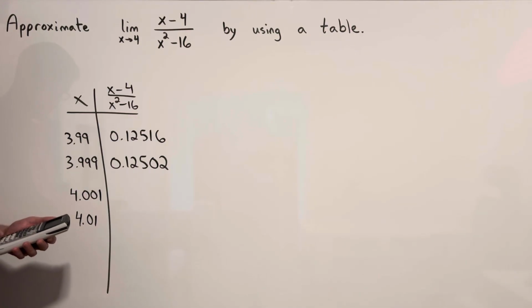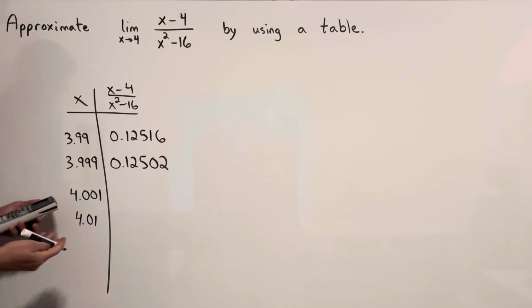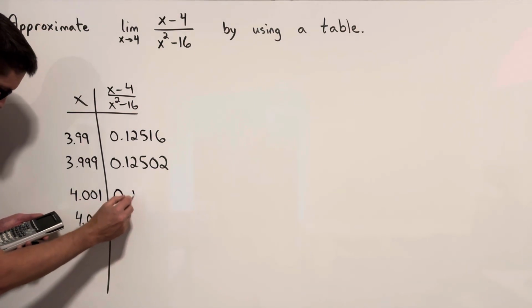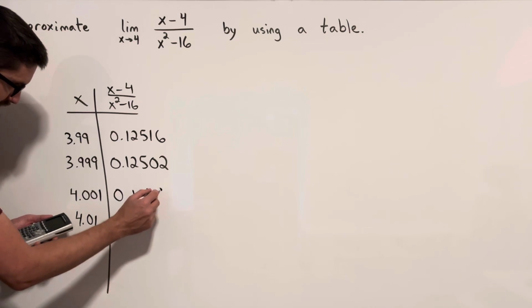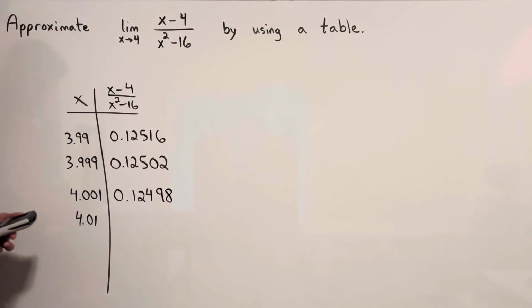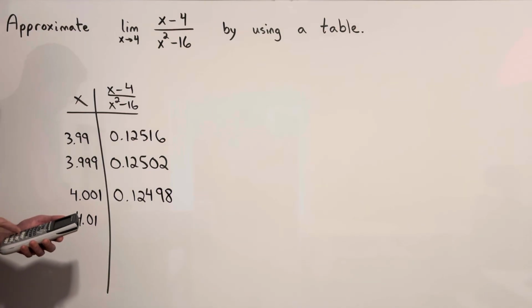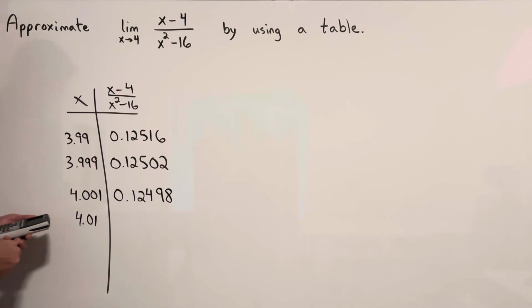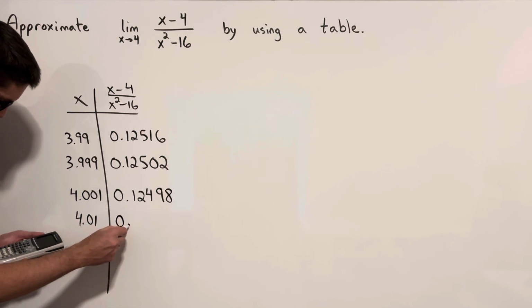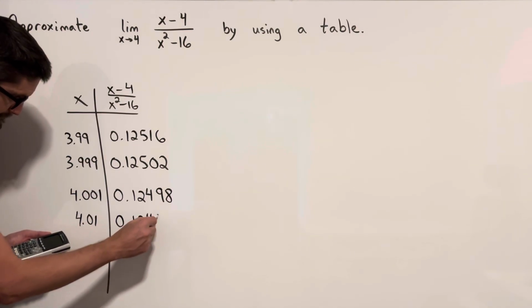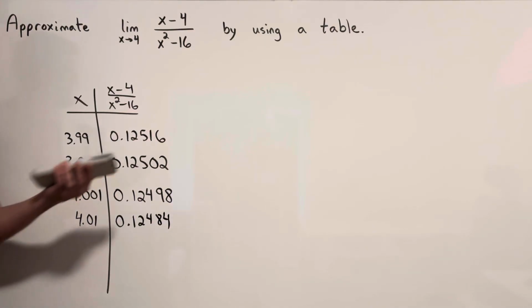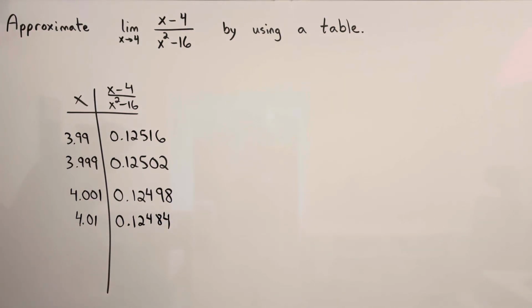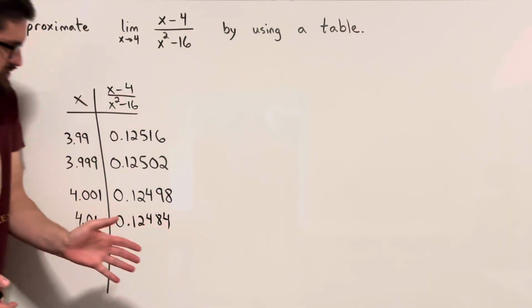If I plug in 4.001, I get 0.12498. And if I plug in 4.01, I get this number. If you try to plug in 4, then the calculator will just give you an error message.